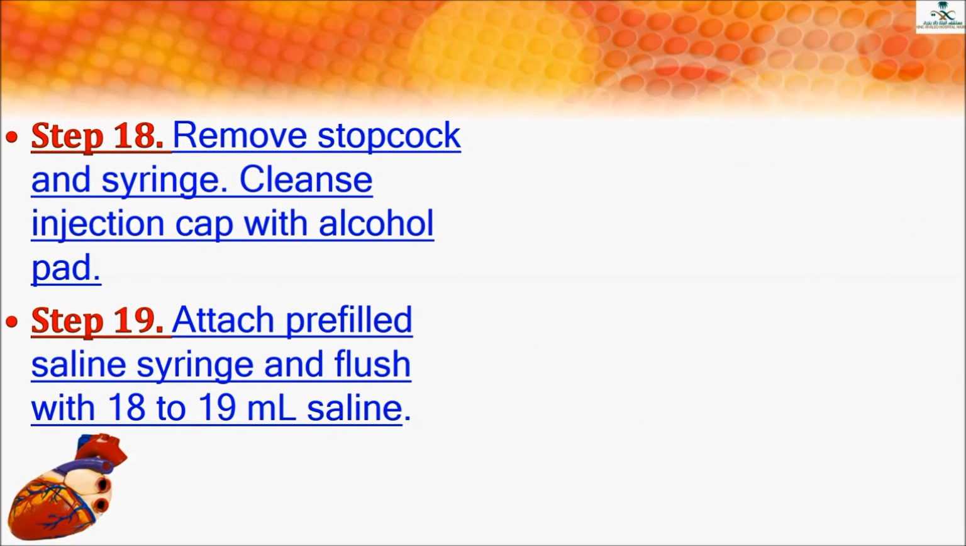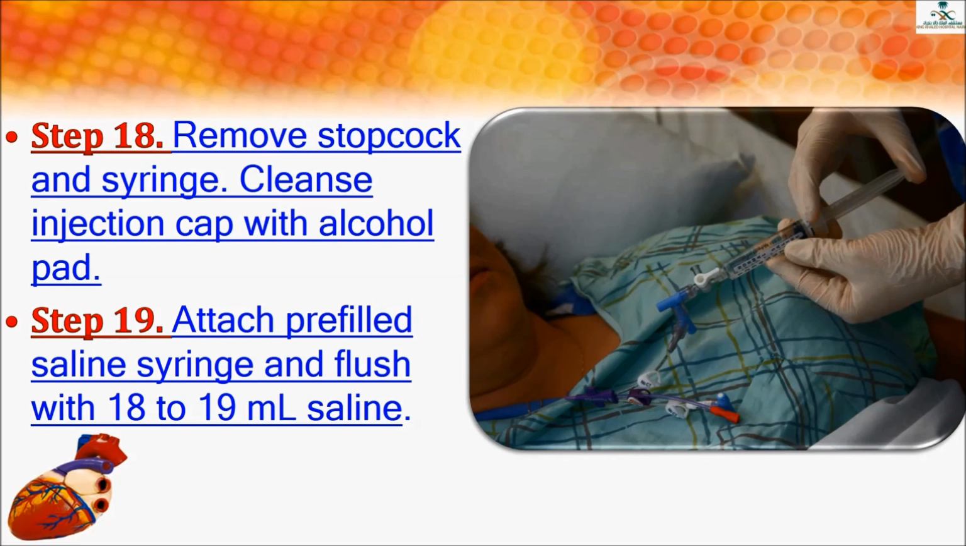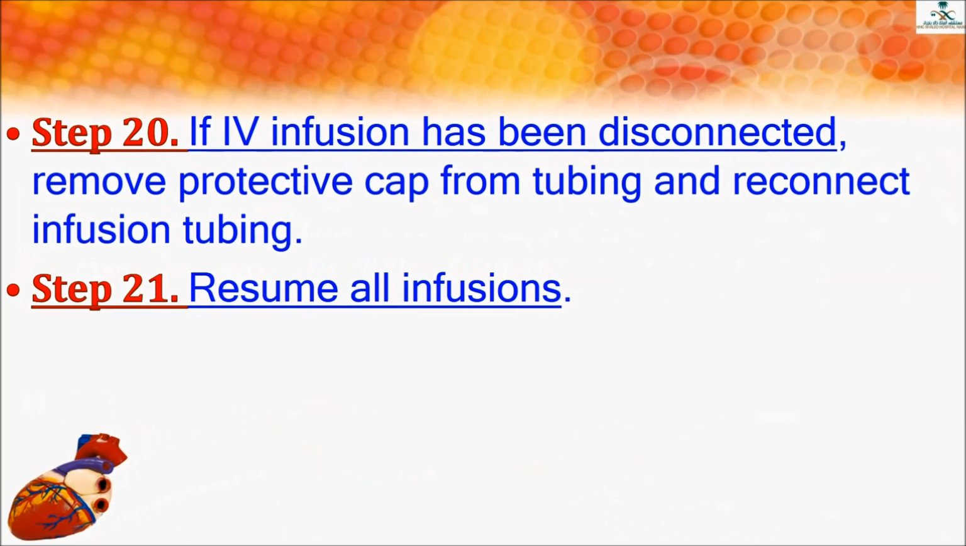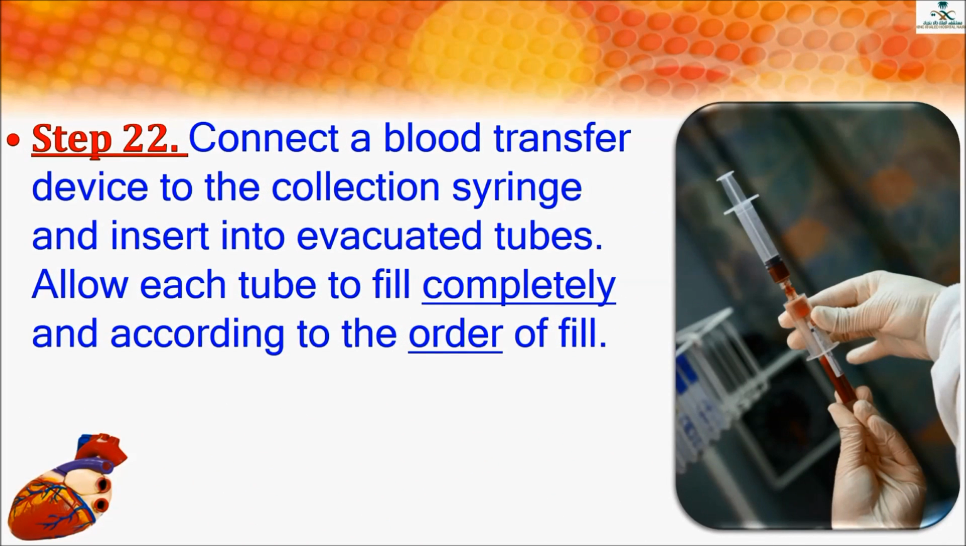Remove stopcock and syringe. Cleanse injection cap with alcohol pad. Attach pre-filled saline syringe and flush with 18 to 19 ml of saline. If IV infusion has been discontinued, remove protective cap from tubing and reconnect infusion tubing. Resume all infusions. Connect a blood transfer device to the collection syringe and insert into evacuated tubes.